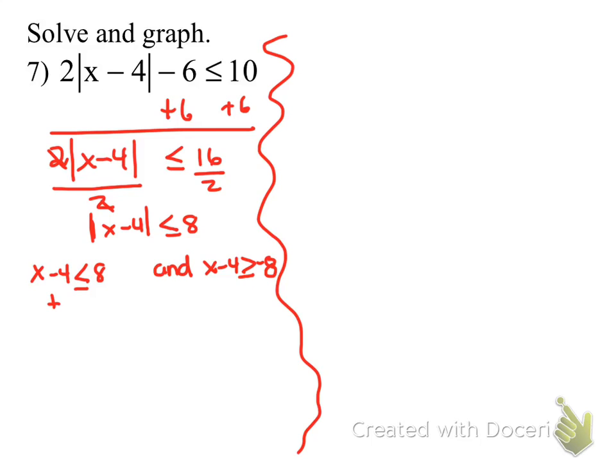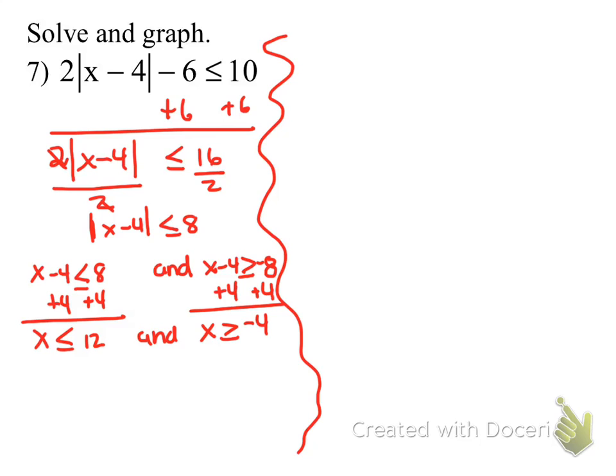Okay? And then I go plus 4. X is less than or equal to 12. And X is greater than or equal to negative 4. I'm going to draw my equation. Whoops, it's not showing up.